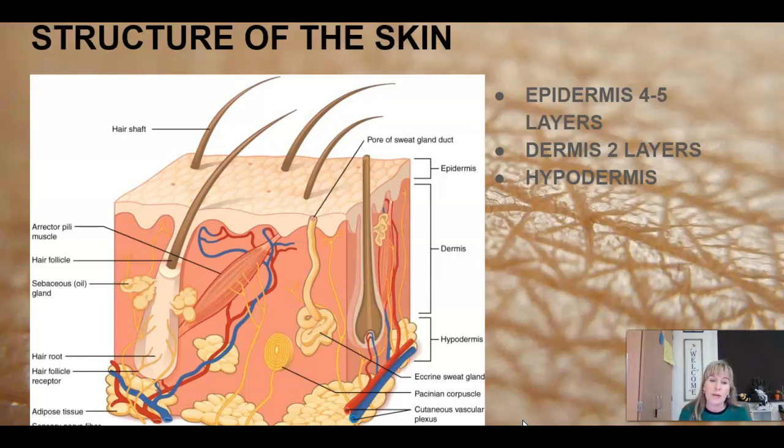Now the erector pili muscle is a tiny little muscle that helps our hair to stand up on end or get goosebumps when we're cold. It doesn't provide much protection as far as thermal enhancement, but it's still active.